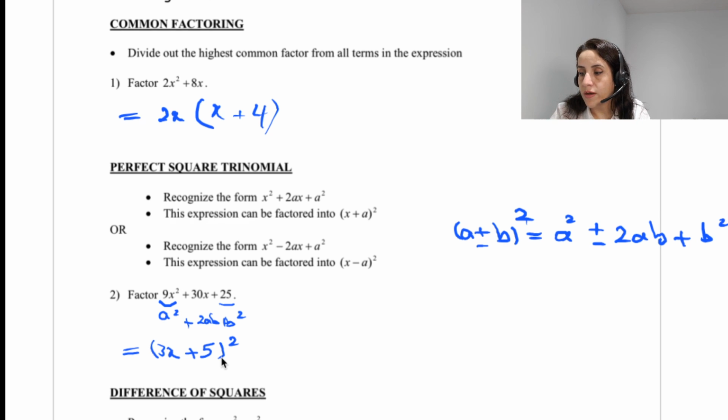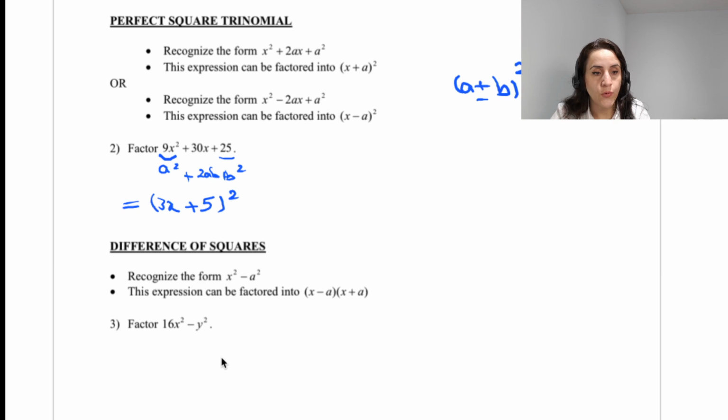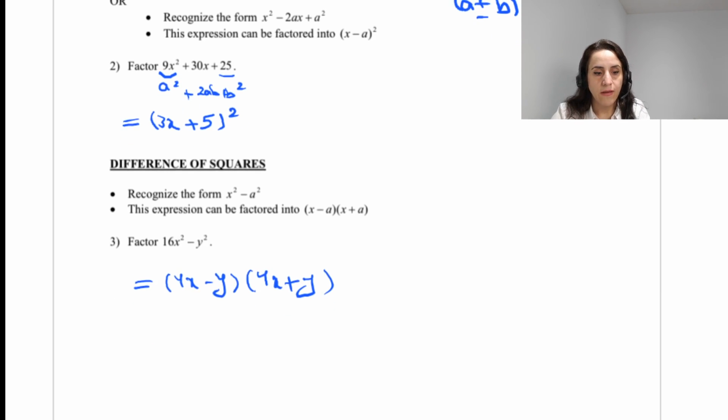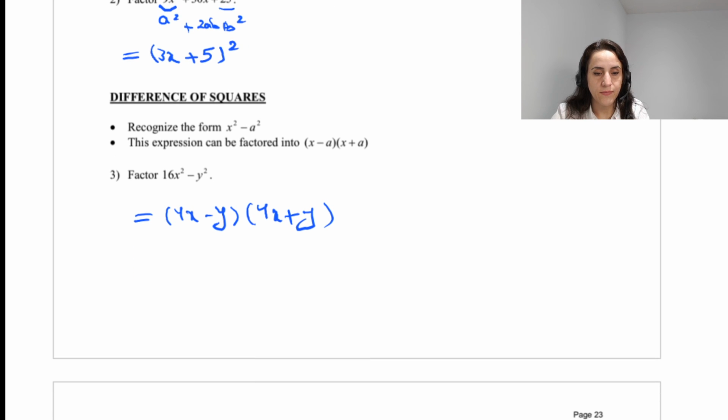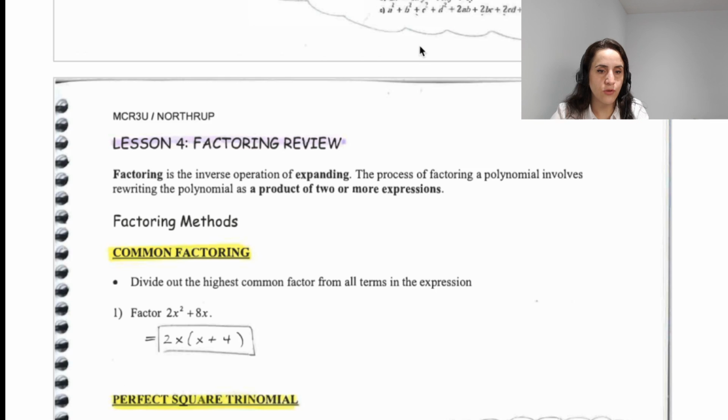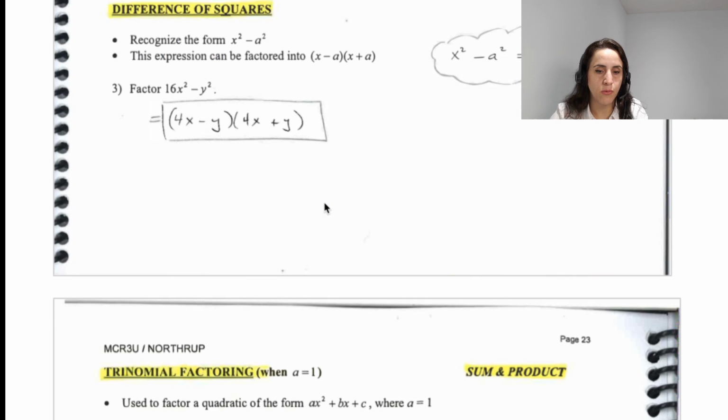We have another formula here, the difference of squares, which says x squared minus a squared is x minus a times x plus a. In that case, if I factor this one, it's going to be 4x minus y times 4x plus y. They are the different ways of doing factoring. I would like to just go over it with the solution that I have. That is going to be much easier.